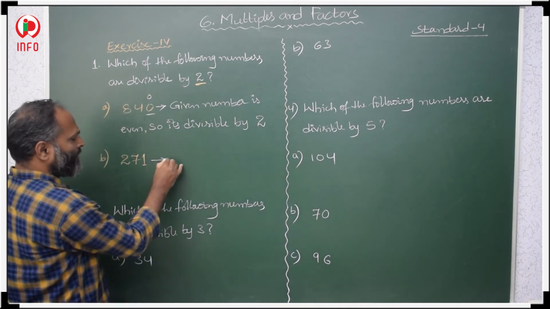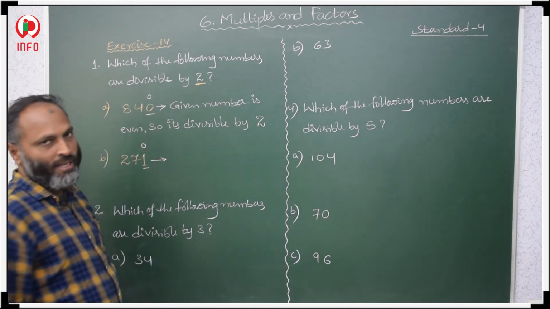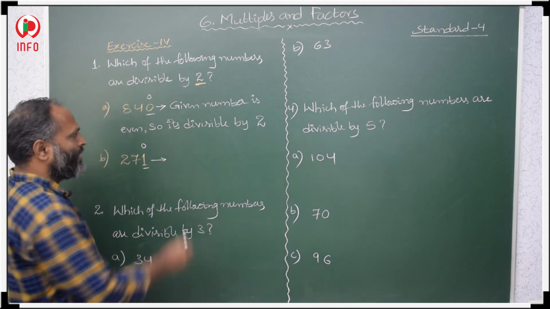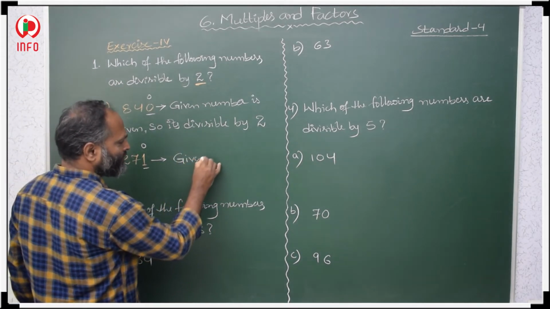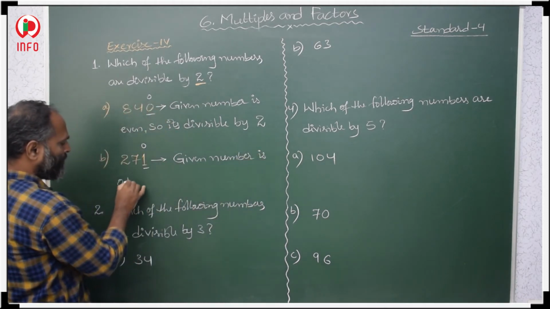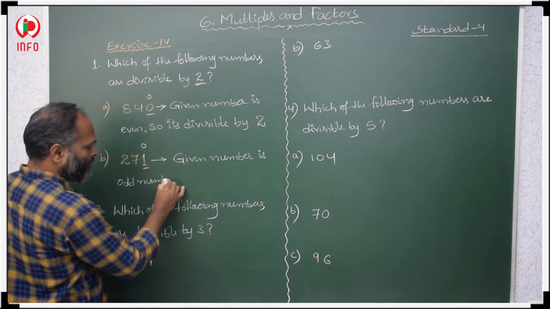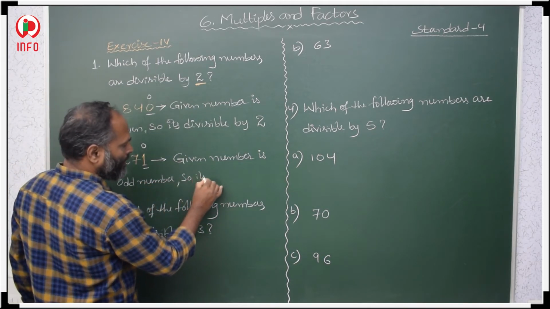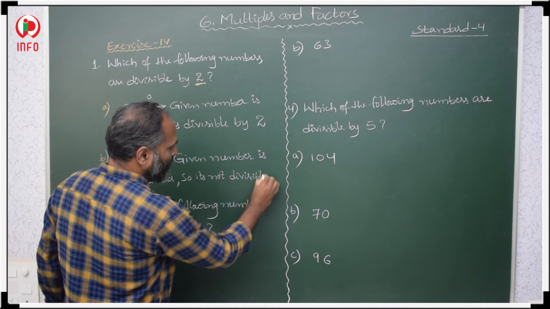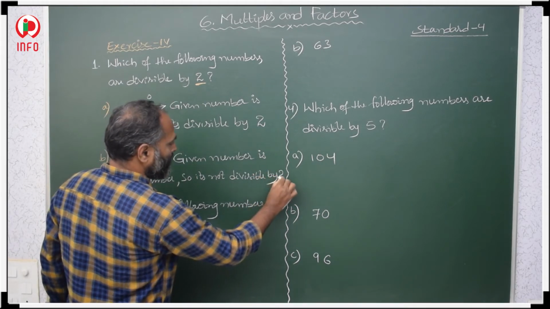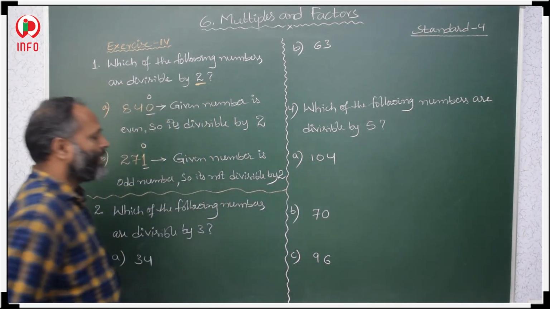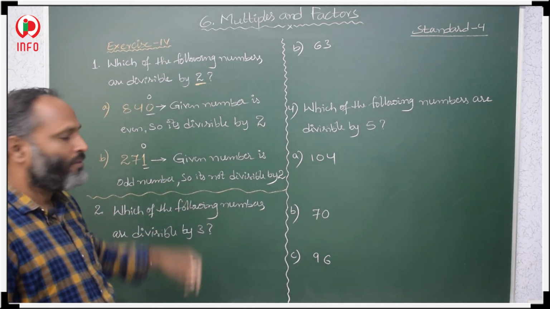Then here, what is there in the ones place? In the ones place 1 is there. So this is an odd number, so it is not divisible by 2. The given number is odd, so it is not divisible by 2. The divisibility test for 2 is over.